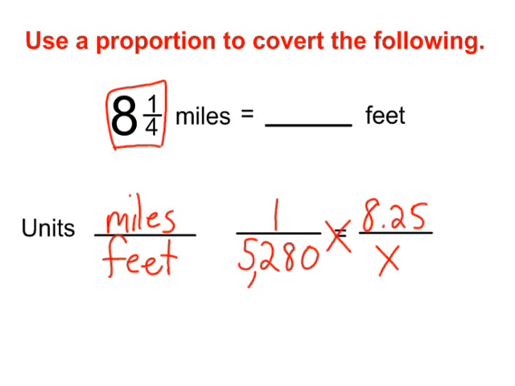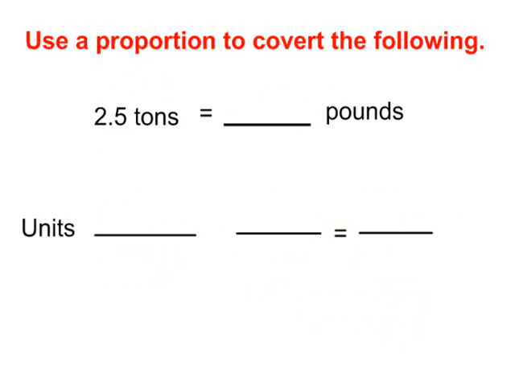So I'm going to cross multiply. 1 times x would just be x. And then 5,280, I'm using a calculator here, times 8.25 would be 43,560. So 8 1/4 miles would equal 43,560 feet. Let's do another one.